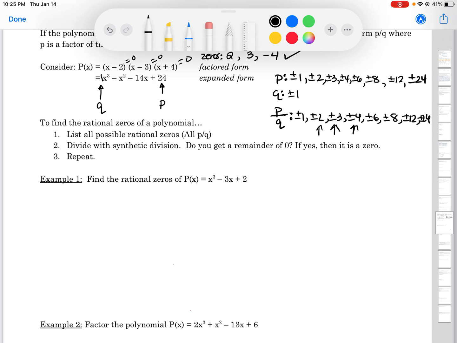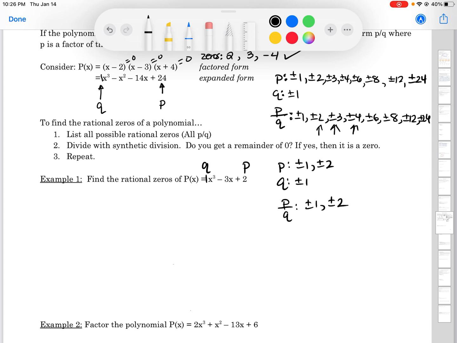So here we want to find all of the rational zeros of this function. We have x cubed minus 3x plus 2. So let's list our p's and q's. Remember, p's come from the end, q's come from the beginning. So my p's here are plus or minus 1 and plus or minus 2. My q's are just plus or minus 1. So my p's divided by q's are 1 over 1 and 2 over 1.